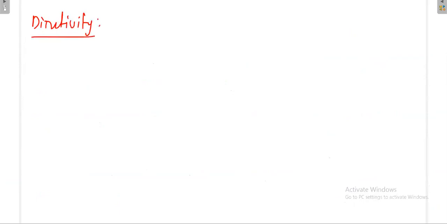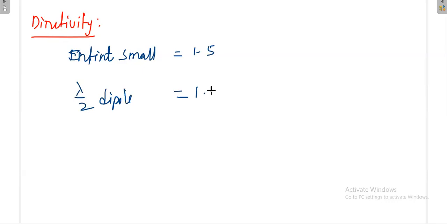Directivity for a small antenna, infinitesimal small antenna, what is the directivity? That is 1.5. Lambda by 2 dipole, 1.64, then lambda by 4 dipole, that is simply 3.28. Then somebody please tell me which antenna will have more beam width. Which antenna here will have more beam width? Anybody? Lambda by 4, sir.